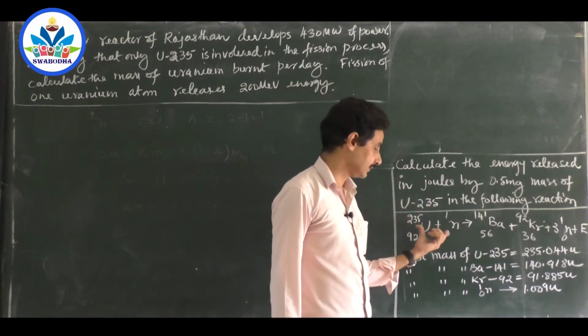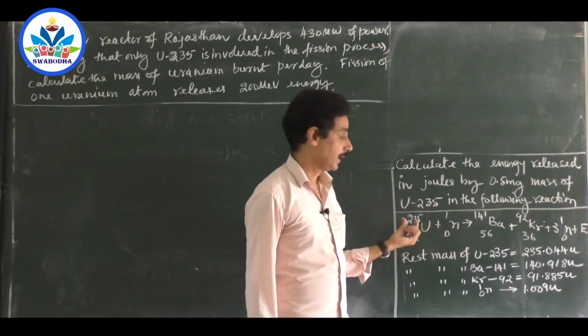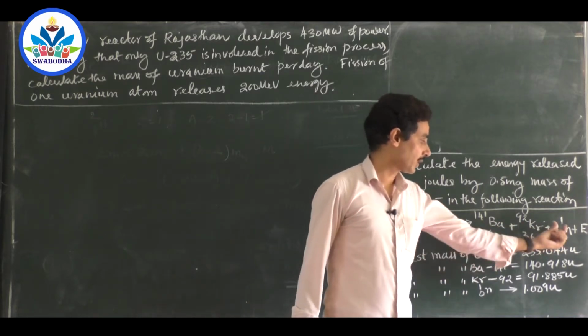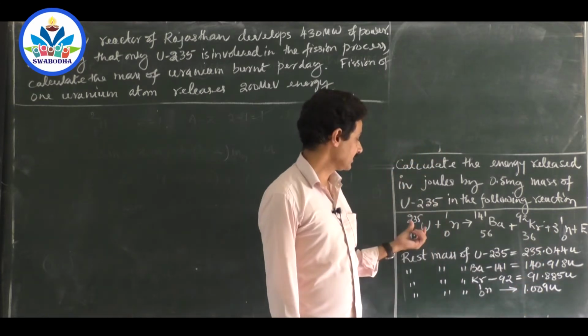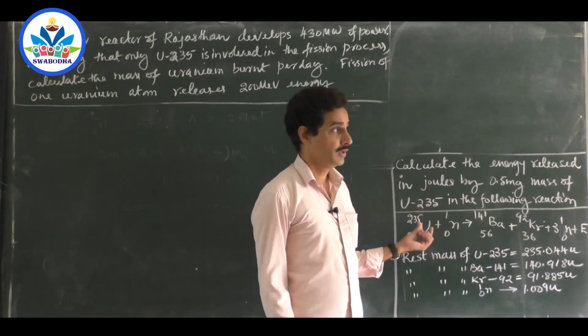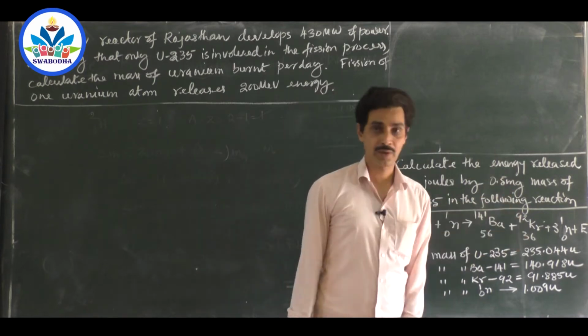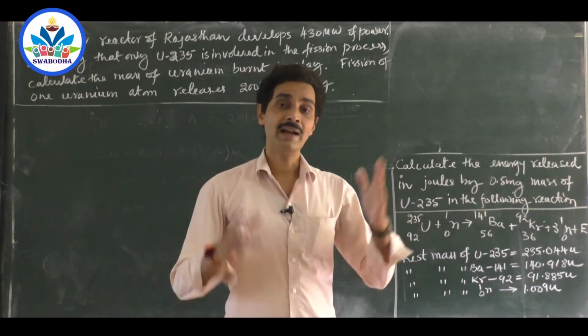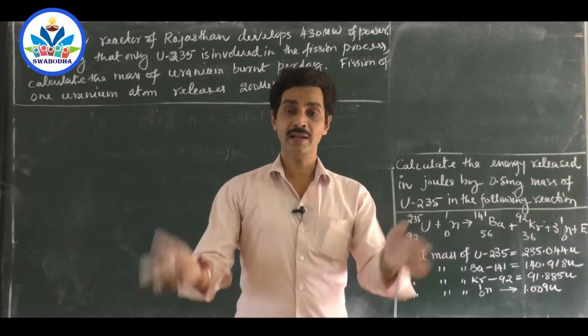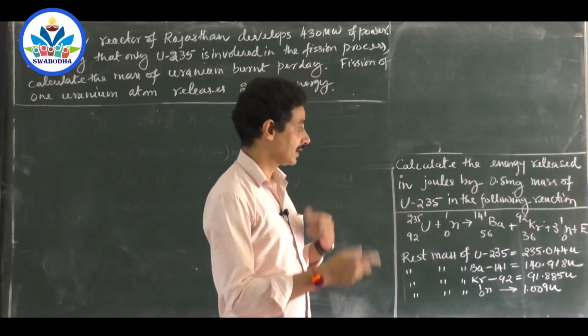And when it is done, these are the reactants. These are the products. The mass of the products will be lesser, and the mass of the reactants will be more. So when the reactants get converted into products, the mass has decreased. Where has that mass gone? That mass has gone in the form of energy. So that energy has to be calculated.